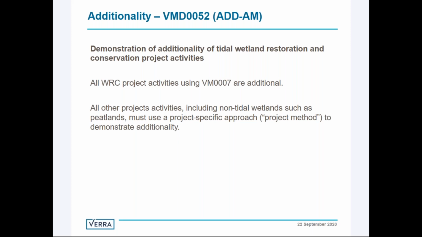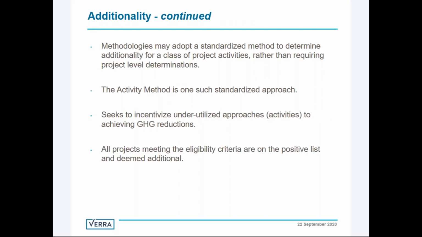Let's start with the outcome, which is that all WRC projects using VM7, both restoration and conservation, including tidal wetlands and seagrasses, are additional. That should probably be bolded and underlined and surrounded with glowing stars. All other projects, such as peatlands, must use a project method to demonstrate additionality. Next slide. So how did we get to this conclusion?